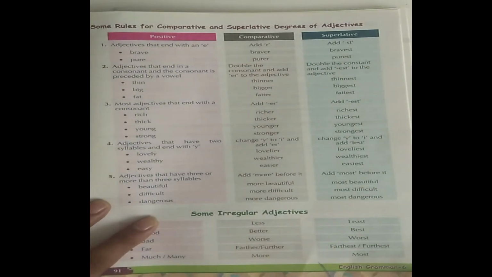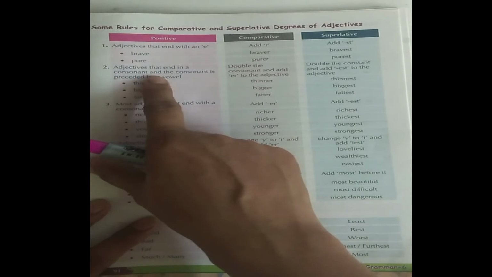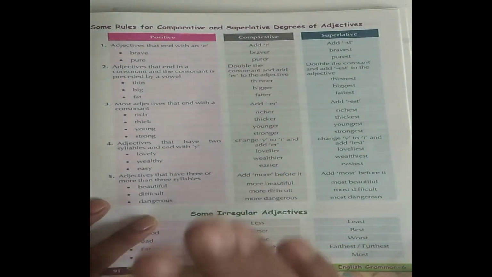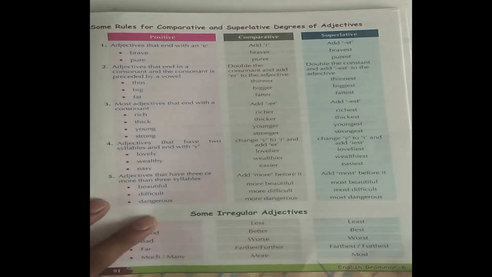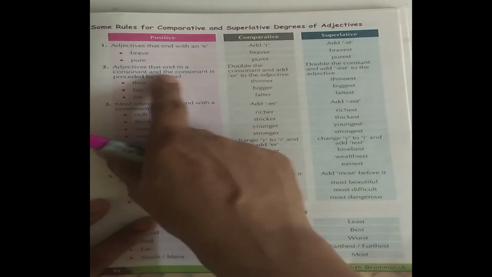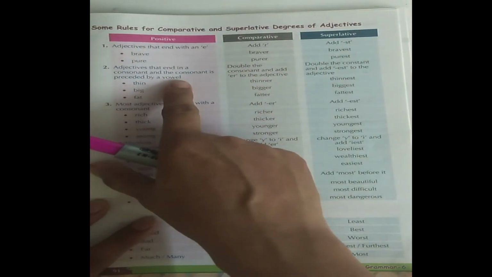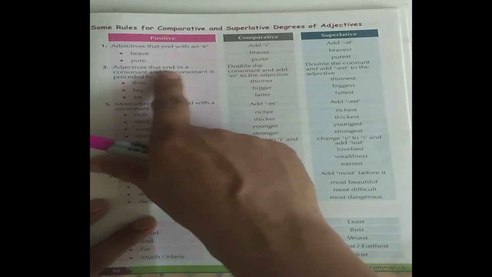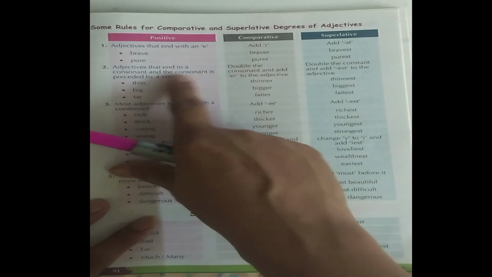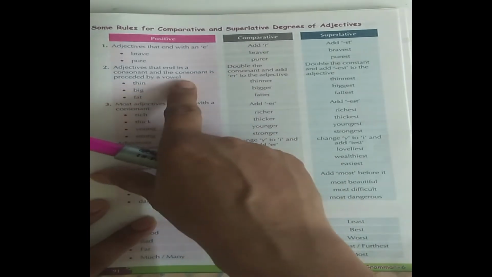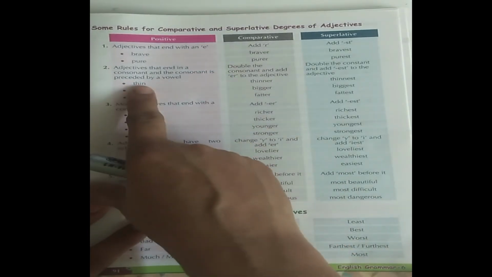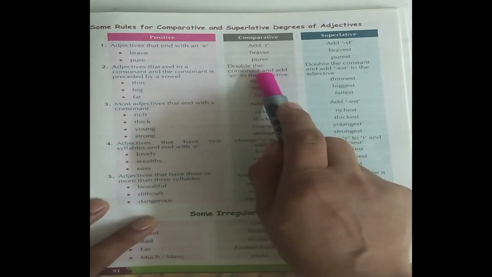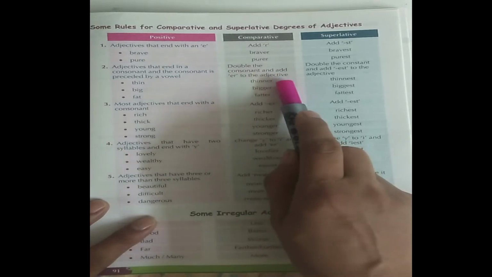The second rule is adjectives that end in a consonant. You know, except the 5 vowels A, E, I, O, U, there are 21 consonants in the English language, and the consonant is preceded by a vowel. Just remember, this point is very important, children. Adjectives that end in a consonant preceded by a vowel, for example thin. What to do in this case? You have to double the consonant and add ER to the adjective.